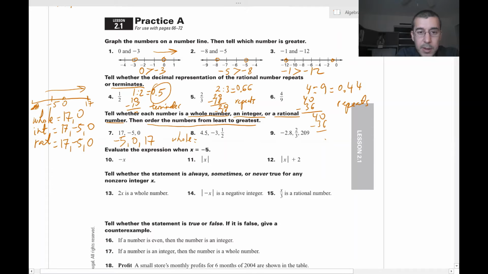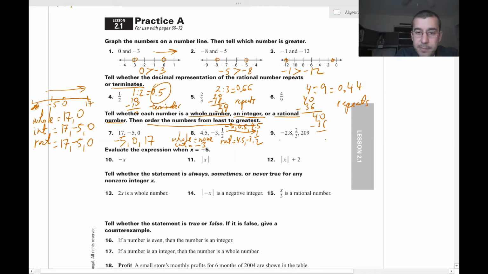Number 8, whole numbers would be: 4.5 is not a whole number. Minus 3 is not a whole number. 1/2 is not a whole number. So we don't have any, or none. Integers, 4.5, no. Minus 3, yes. 1/2, no. And then rational numbers, all 3: 4.5, minus 3, 1/2. And then if we order these from least to greatest, minus 3 is the least. So we know minus 3. Then 1/2 is 0.5. So 0.5 is next. And then 4.5.